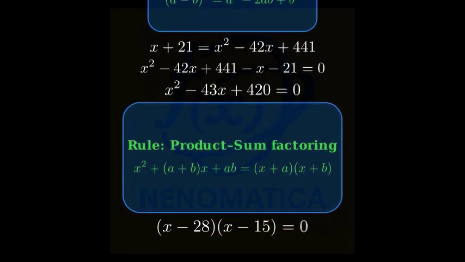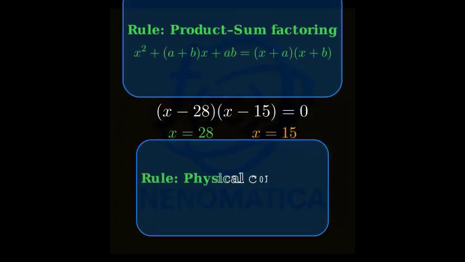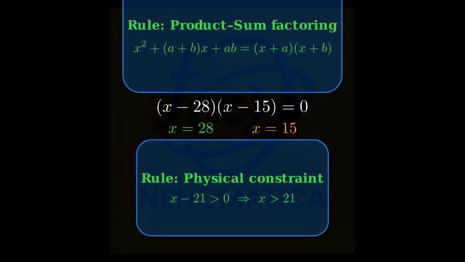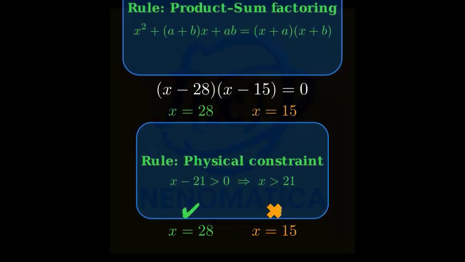Step 4. Apply a reality check. Ages cannot be negative. 21 years ago, the age must be positive. That means x minus 21 is greater than 0. Therefore, x must be greater than 21. So x equals 28 is acceptable, while x equals 15 would imply a negative age 21 years ago, and is rejected.